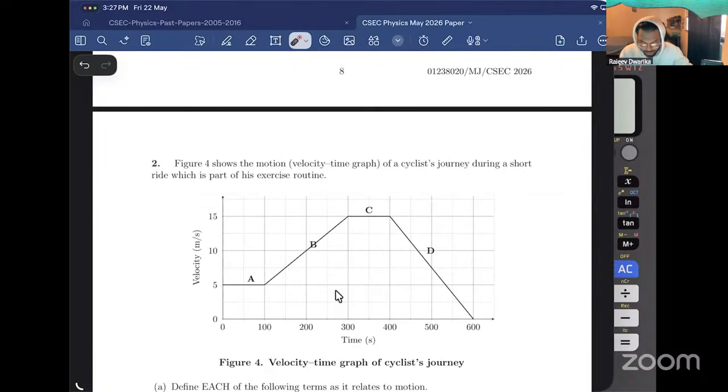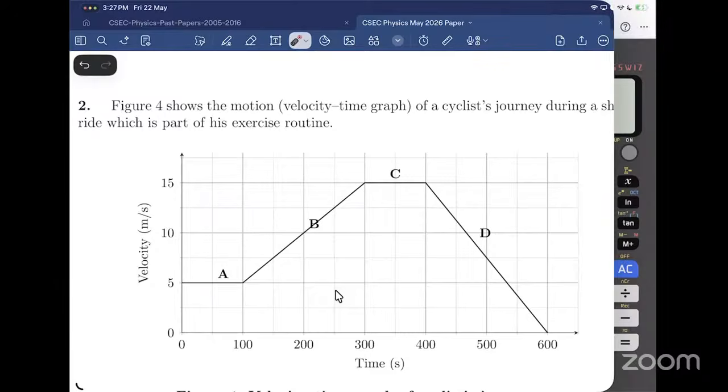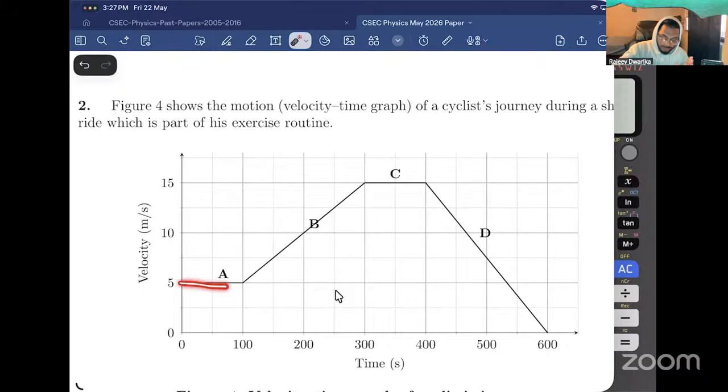So over here we have a velocity-time graph. Tell me, for a velocity-time graph, the gradient gives you what? Acceleration and deceleration. Now, for these periods over here, that would imply that the velocity is what?